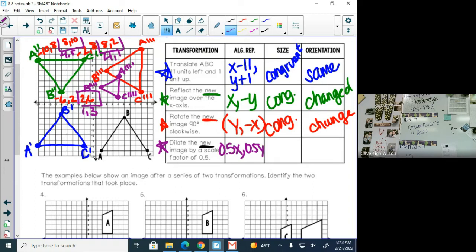All right, size. Are they congruent size or are they similar size? Similar size, because they're no longer the exact same size anymore. Now, from the red one to the purple one, did it stay the same orientation or change? Same. It stayed the same from the red to the purple. The orientation is still facing the same way. It just changed size.